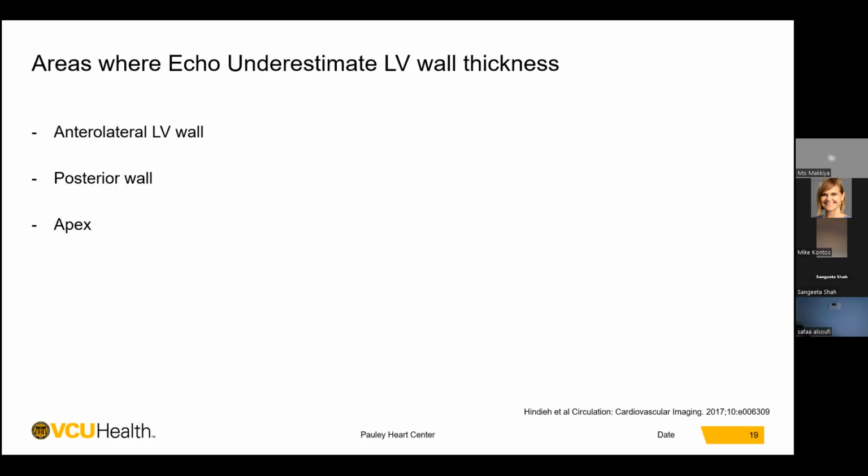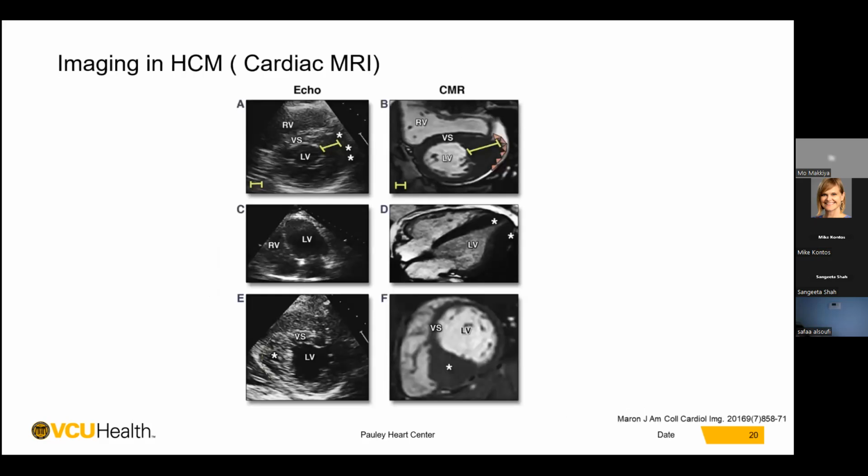So areas where echo can underestimate LV wall thickness are the anterolateral LV wall, posterior wall, and the apex. This can be from the artifacts that we get, if it's in the apex, the fascia and the ribs. We need to be very vigilant in looking for these and use contrast to really identify it.